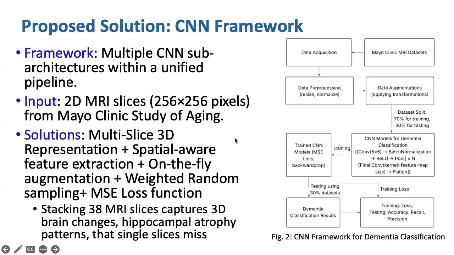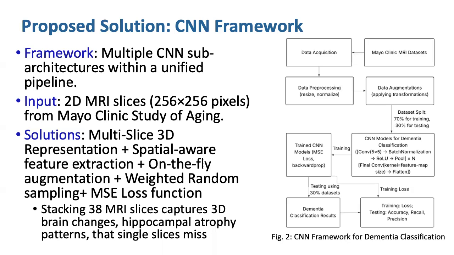networks. In our framework, we collect the data from the Mayo Clinic MRI data sets, and we apply some resizing techniques and also normalize the data to improve learning stability during training. We also apply data augmentation to address the MRI variations, and our CNN models are used for classification. We train them and also test them and find out which one is performing better.